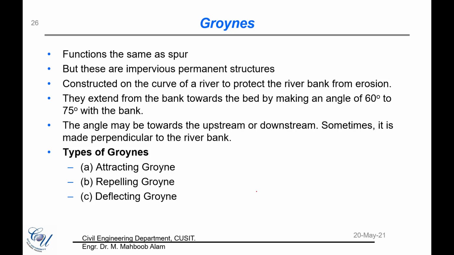Another important structure that is usually installed in the diversion headwork is the groins. In terms of function, they serve the same purpose as the spurs. That is, they break the velocity of the water. They are installed along the curves, and their angle of construction is also the same, 60 to 75 degrees along the bank, either towards the upstream direction or the downstream direction.